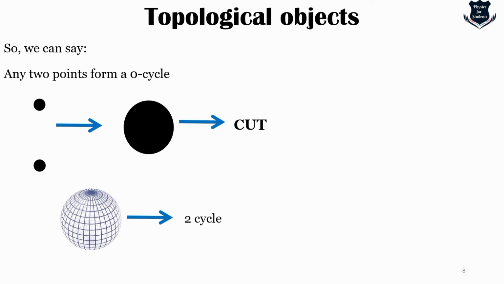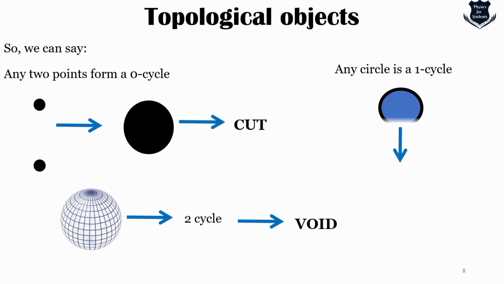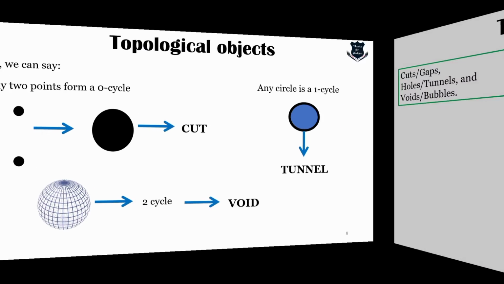Any sphere is a 2-cycle, and since it is the simplest example of a void, the latter is a 2-dimensional feature. Any circle is a 1-cycle, and since this is the example of a tunnel, the latter is a 1-dimensional feature. So we have used these objects to understand how a cut, a void and a tunnel can be extended into further dimensions, and when they're extended, their topological features remain the same, yet the cut or the hole doesn't really change.